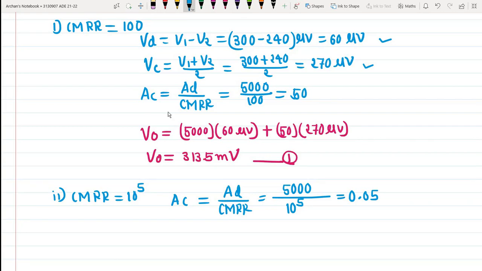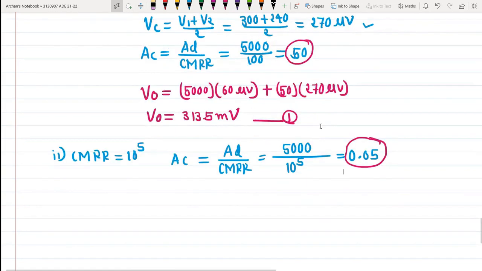Now see the difference. Whenever CMRR is 100, at that time the common mode gain was 50, and whenever we increase the value of CMRR, you can see the drastic change. As the value of common mode rejection ratio is high, the common mode signal will be highly rejected in this case. So we will see a clear-cut difference in the output voltage now.